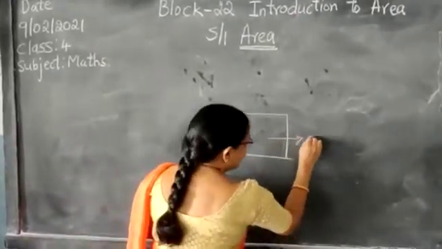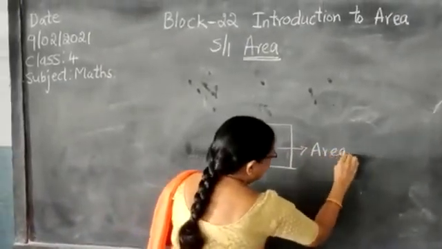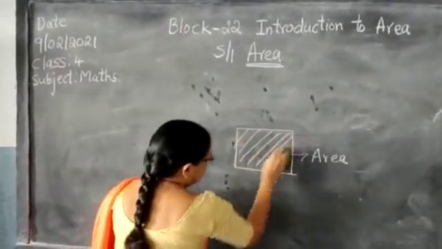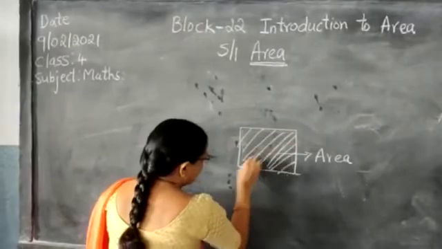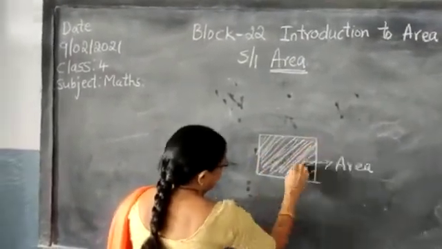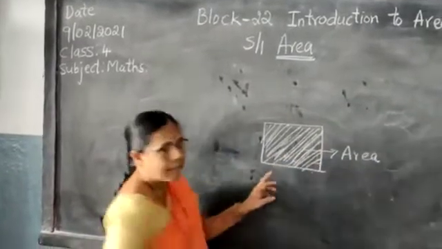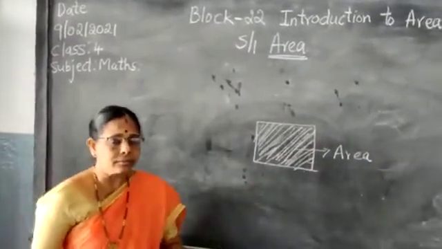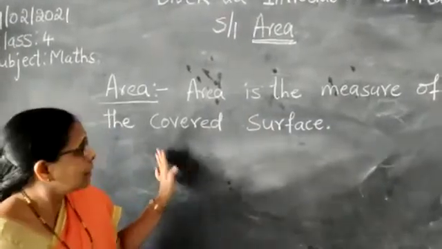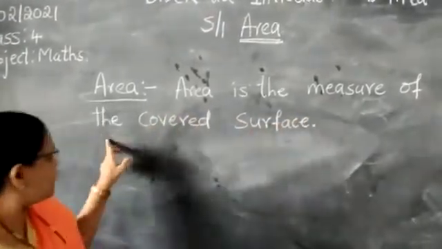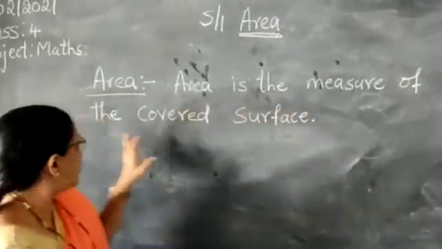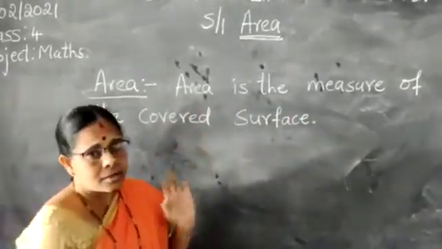This part is called area. This inside part is called area. What is area, children? Area is the measure of the covered surface. Area is the measure of the covered surface.